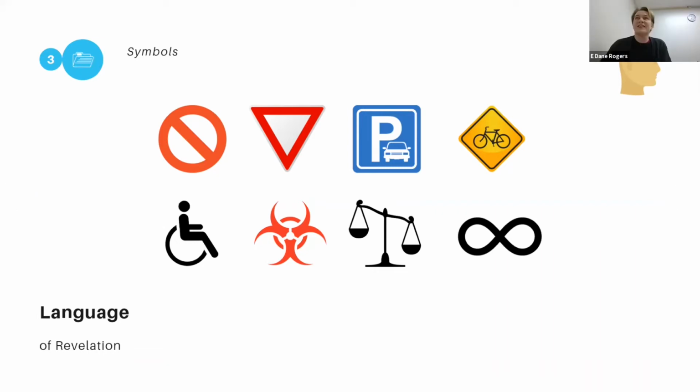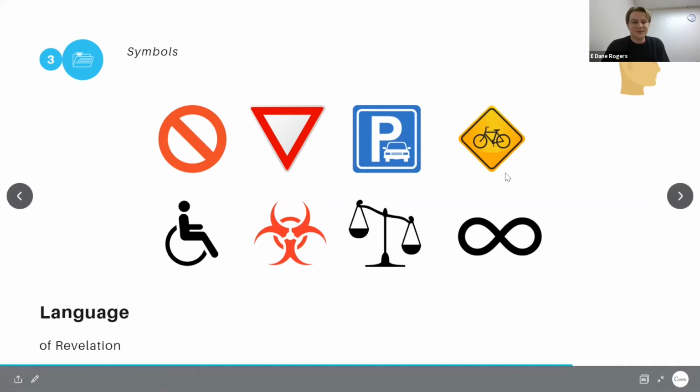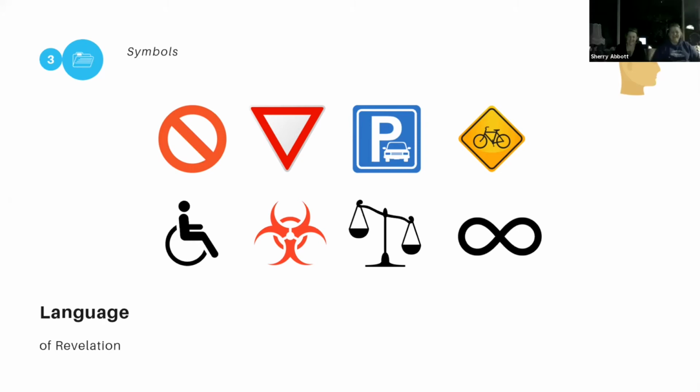Parking. And the next one? Oh, there's no... A bike path or biking? Bike path. Bikes or something? It's yellow, so that means caution. I should say bikes. Yeah.